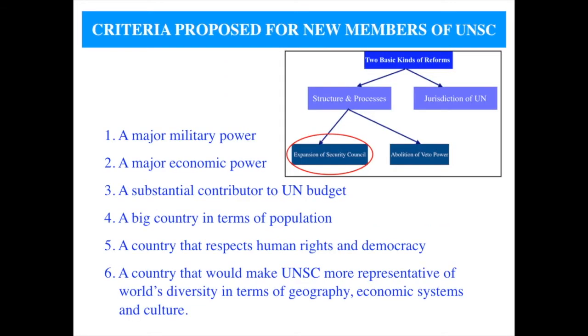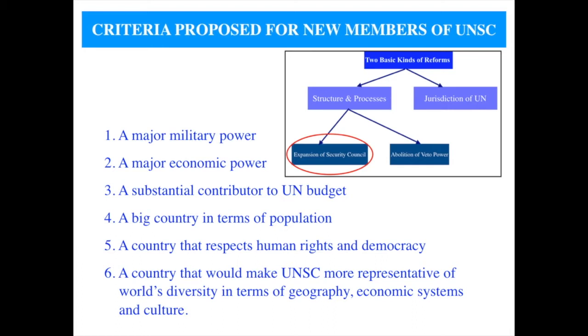Okay. Now, in view of these growing demands for the restructuring of the United Nations, on 1st January 1997, the United Nations Secretary General, at that time Mr. Kofi Annan, initiated an inquiry into how the United Nations could be reformed, and then they came out with certain criteria. Now, these are the proposed criteria for the new members of the United Nations Security Council.